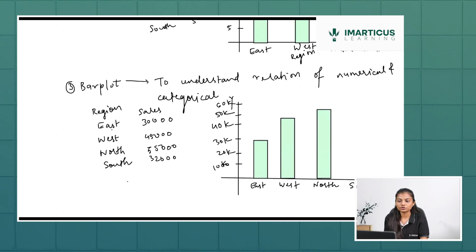And South as a region was showing me how much sales over here, that is 32,000. So here we can see this kind of analysis. When I show that this is 30k, this is 45k, this is 55k, and this becomes 32k, it becomes very easy to understand instead of understanding with respect to this. I could understand, but this is what a bar plot is: it has a categorical feature and a numerical feature taken into consideration for us.